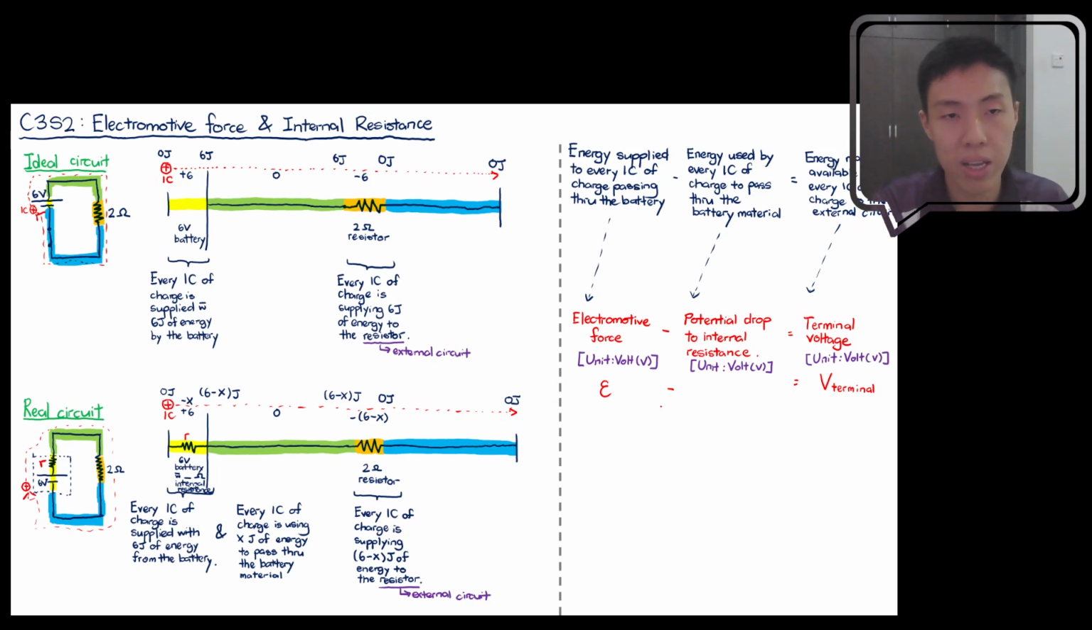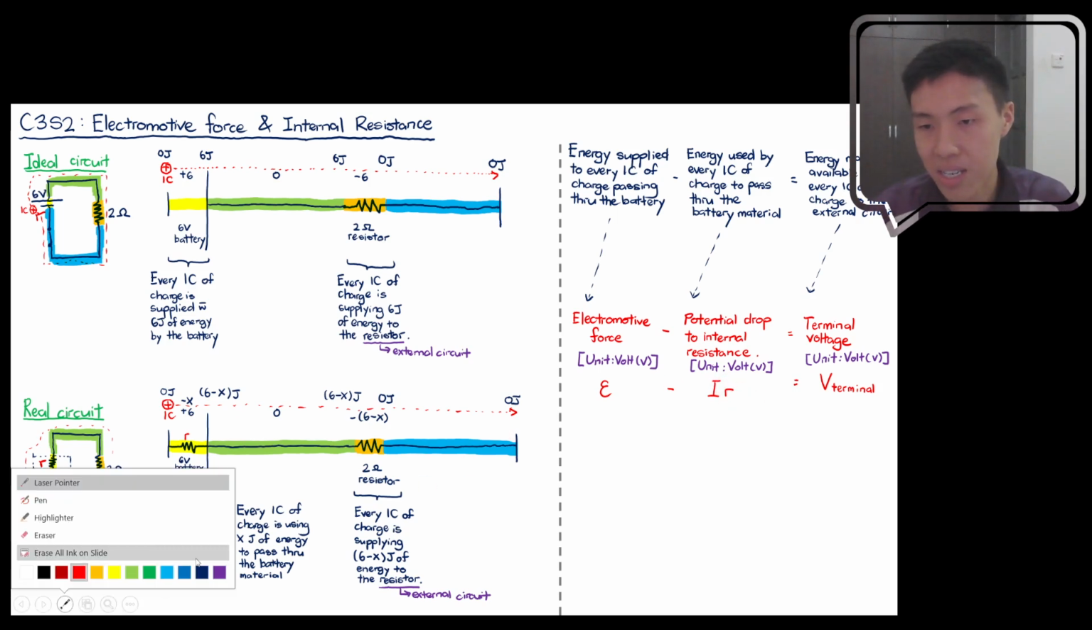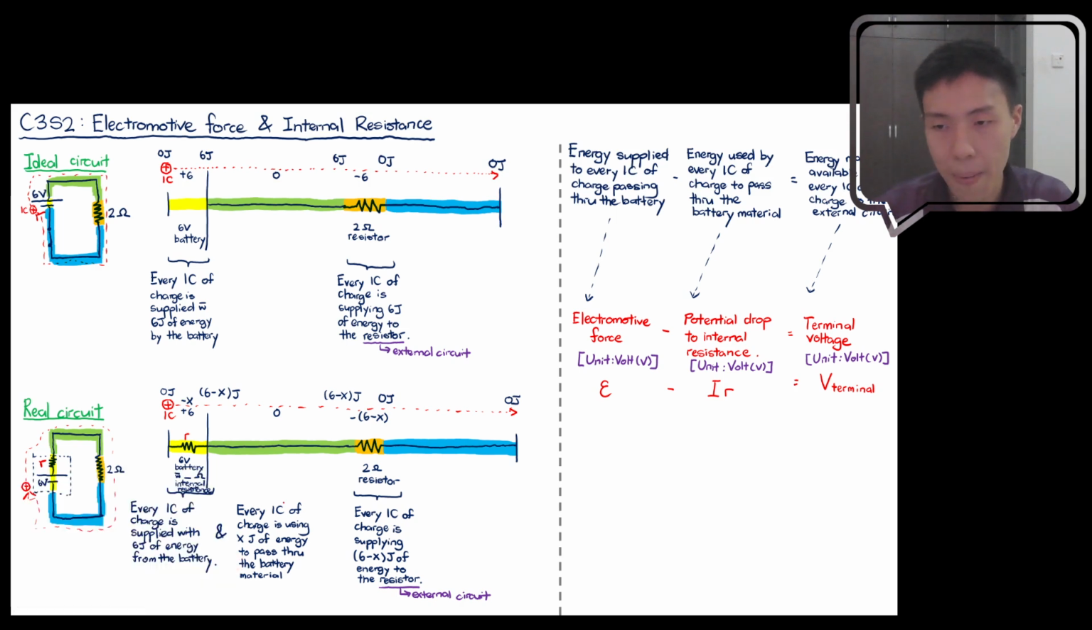So we are going to explain it in terms of I multiplied by r instead. Of course, you might think, why not just write it as V internal resistance, the drop due to internal resistance? You can write it that way, it's still logical, but we don't really give it a certain symbol, we just leave it as Ir, where r is small because it represents internal resistance.